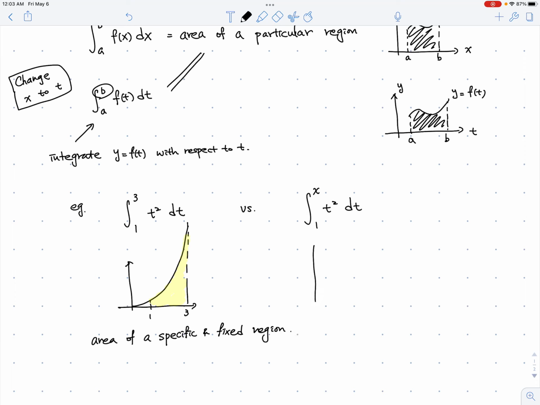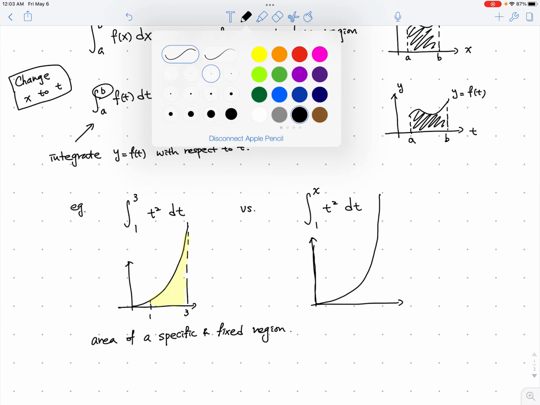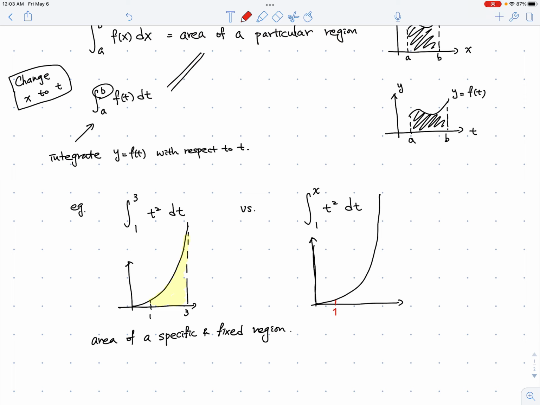And the one on the right, you're going to start from 1 and then it depends on the x value. So now it's like you tell me which x value you want, then I'll find that x value, and then I will give you the area of the associated region, right? So this x can move.